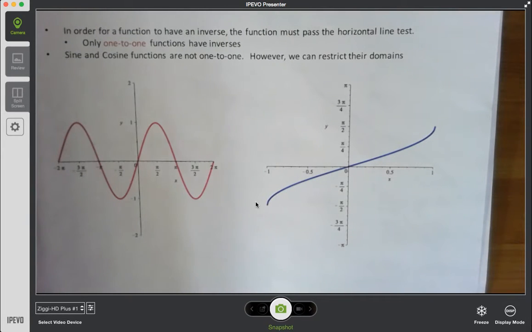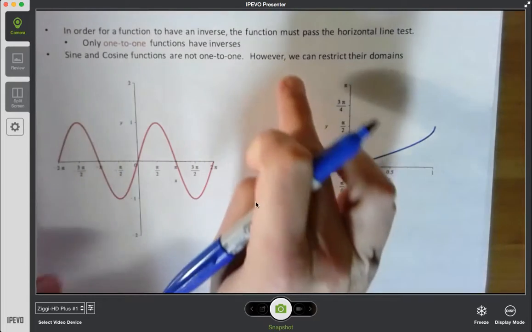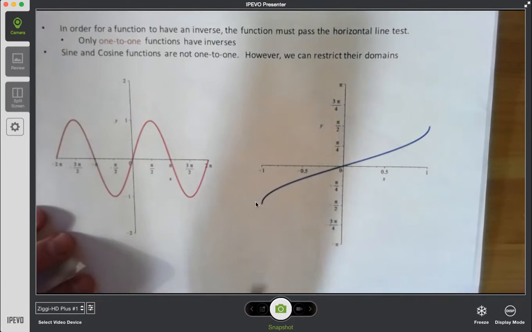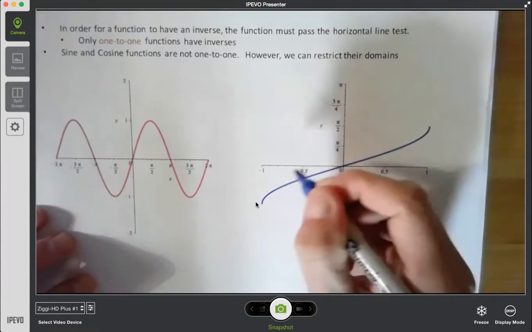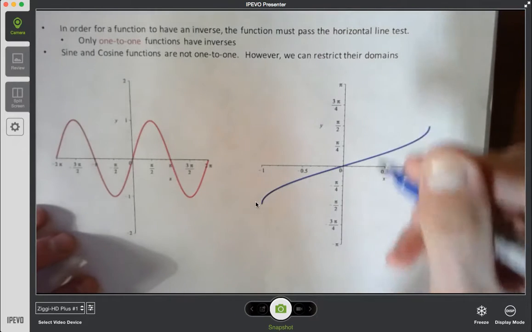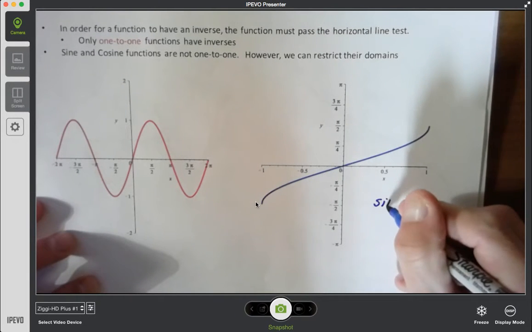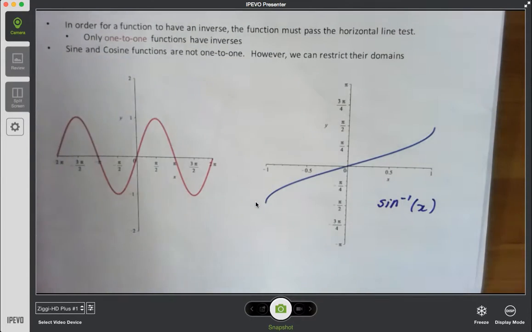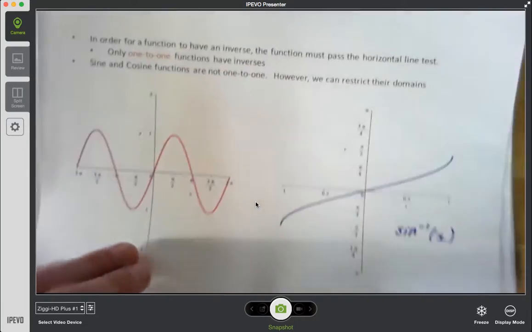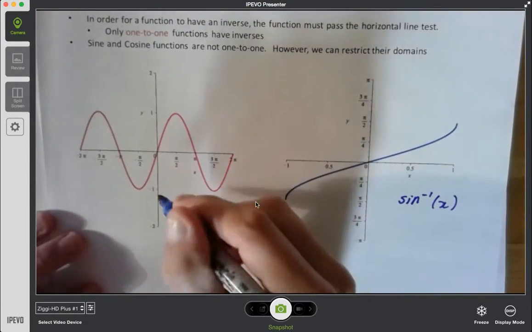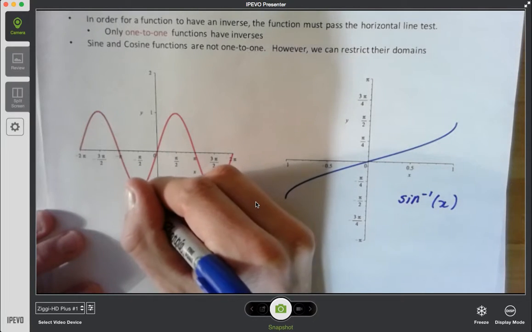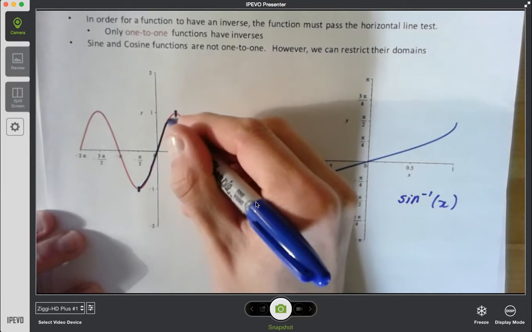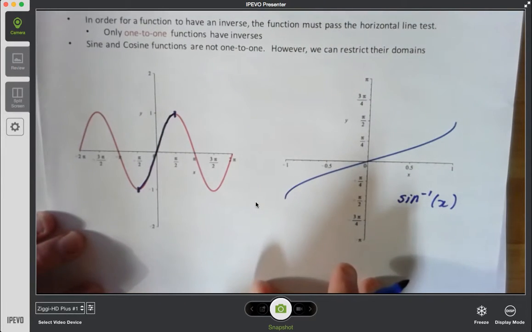But what mathematicians have decided is if we restrict the domain, we can actually have an inverse trig function, and that's what they do. Here's the inverse sine. We label this as inverse sine of x. How do we get that graph? Well, think about inverse functions. We're actually just taking this portion. We restrict the domain from here to here. This is where we get our inverse, because that's one-to-one and passes the test.